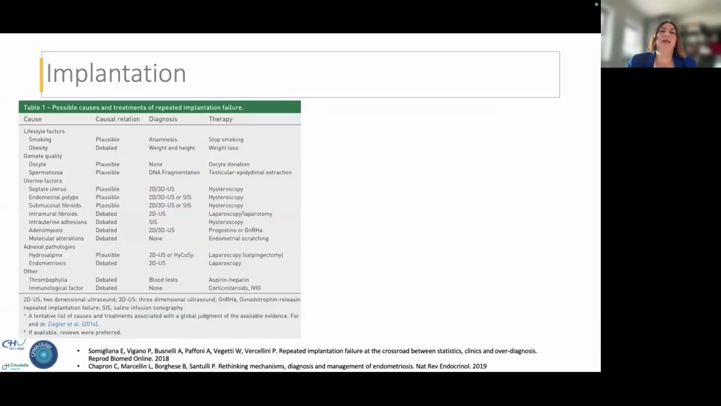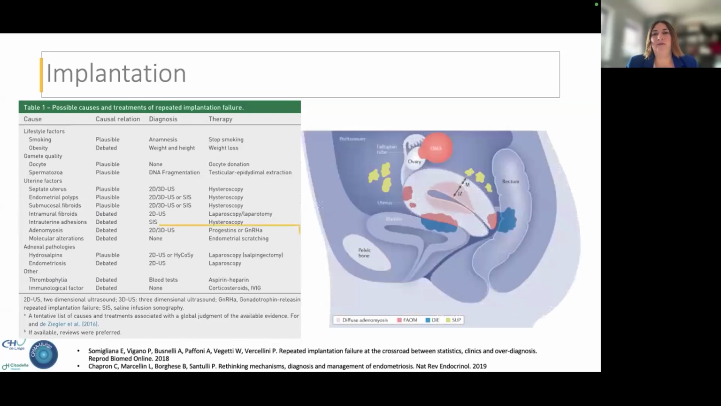And Professor Somigliana's table, published in 2018, outlines various factors that can impact endometrial receptivity and contribute to RIF. Among these factors, adenomyosis and endometriosis are included, but their roles in implantation success remain debated.